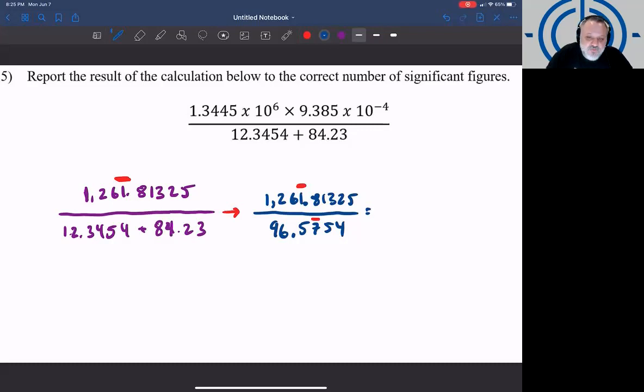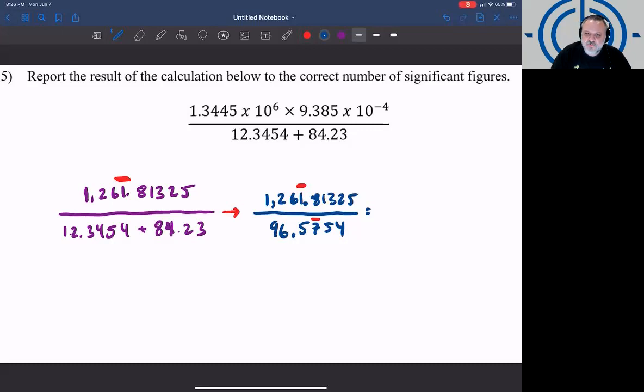I've got 1261.81325 in the numerator. It has 4 significant digits. 96.5754 in the denominator also has 4 significant digits. And now I'm about to do a division. Since the rule for division is report your answer to the least number of significant digits, my answer should have 4 significant digits, and that's when I'll do my rounding.